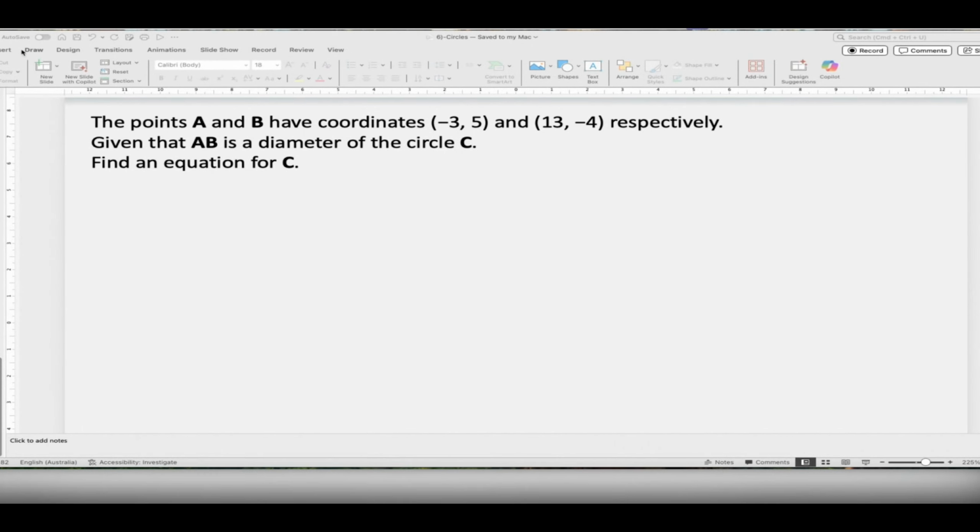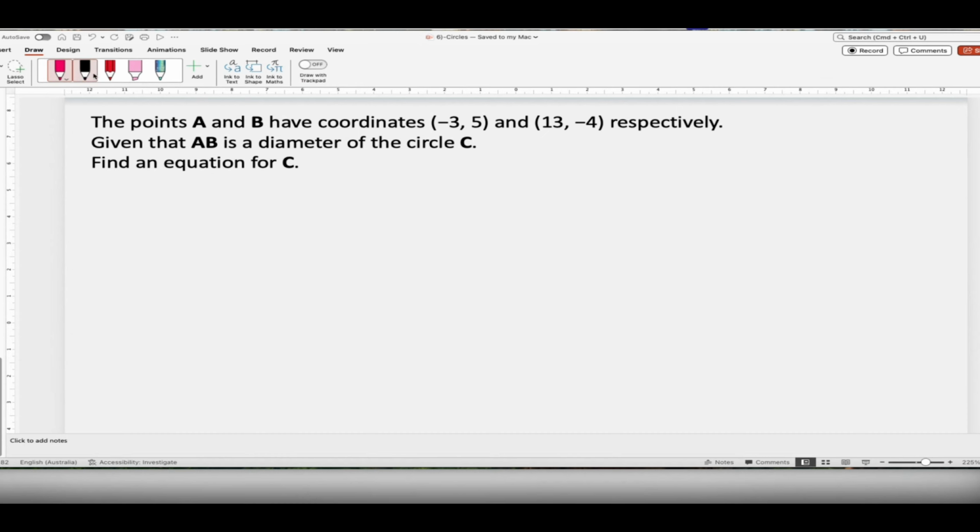Okay, so let's start by writing down the equation for a circle. It is (x - h)² + (y - k)² = r².